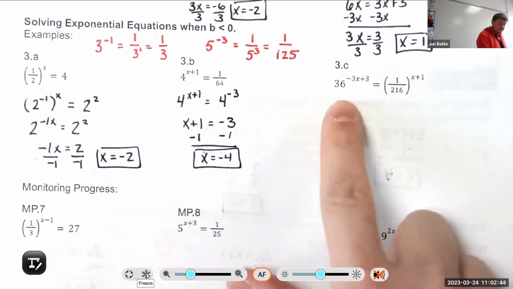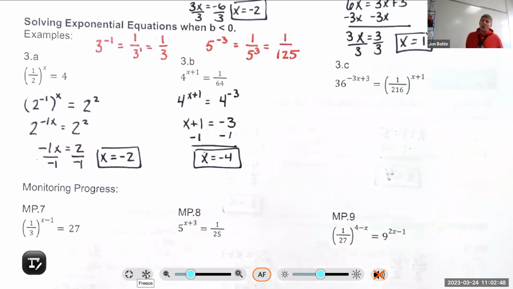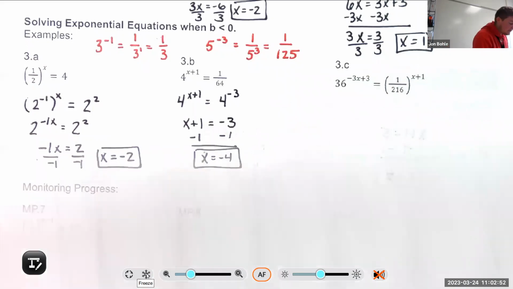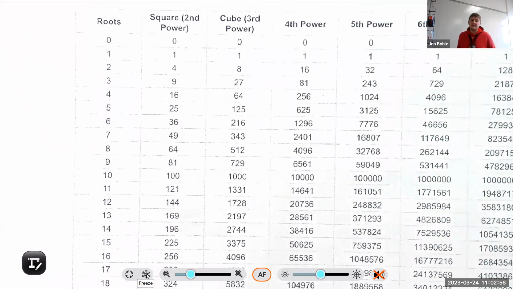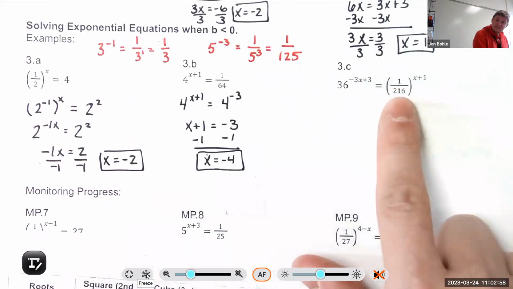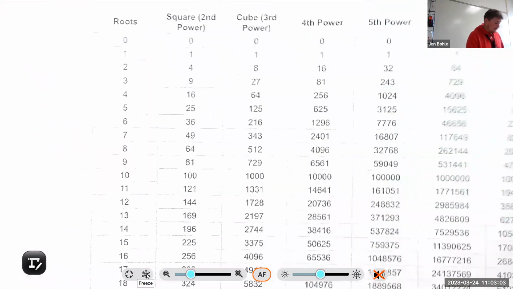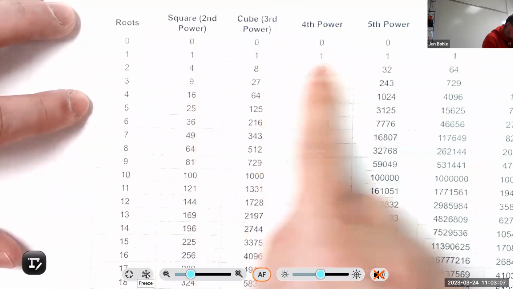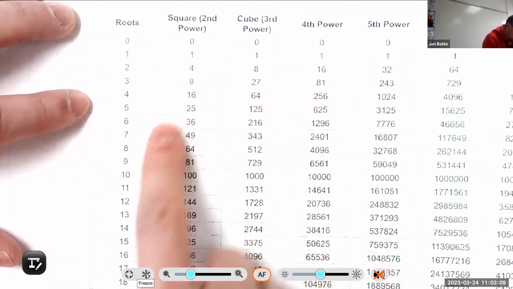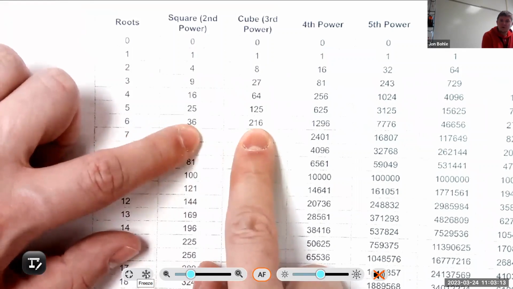Okay. 36 and 216. Right off the bat, I know I'm not going to be able to write 36 to some power to get 216. So what I want to do is start scrolling through some of my rows until I can find a base that has 216 and also 36 in it. 6, right? As I'm looking through here, zeros, ones, no. Looking for 36. Okay, and it has 216 in it, so that's perfect.